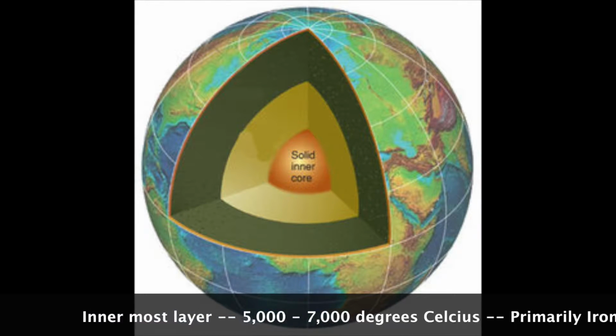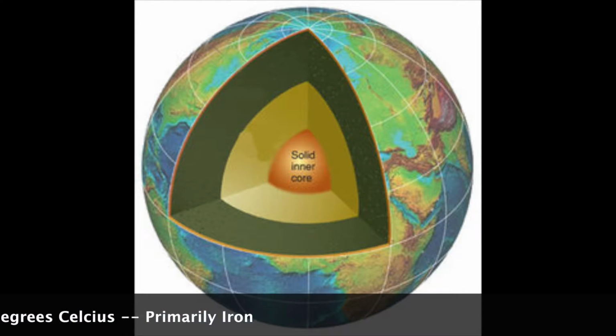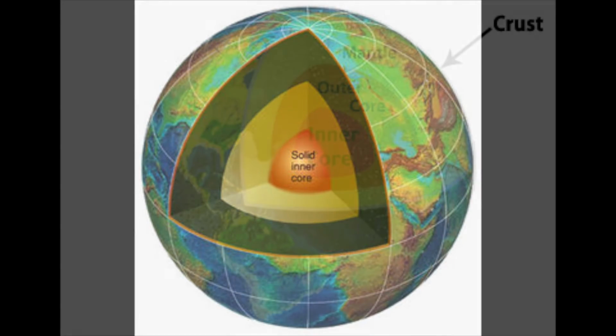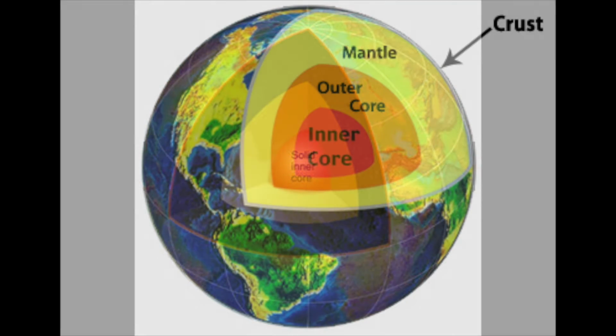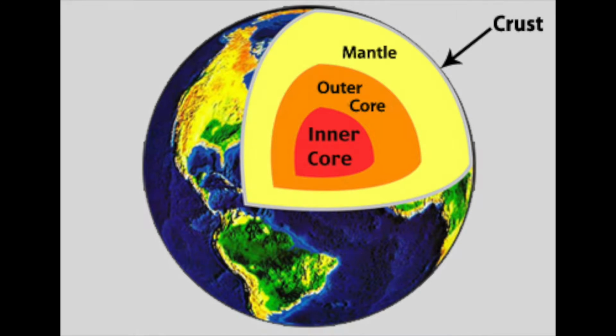The innermost layer is the inner core. The inner core reaches between 5 and 7,000 degrees Celsius and is primarily made up of iron. In this diagram, a chunk of the Earth is removed so that you can see the layers of the Earth. We, as humans, live on the crust.